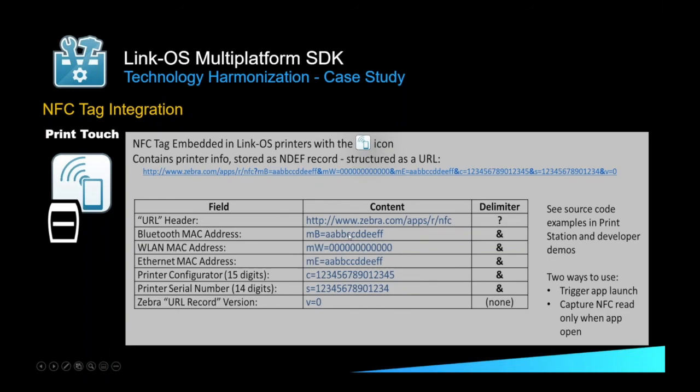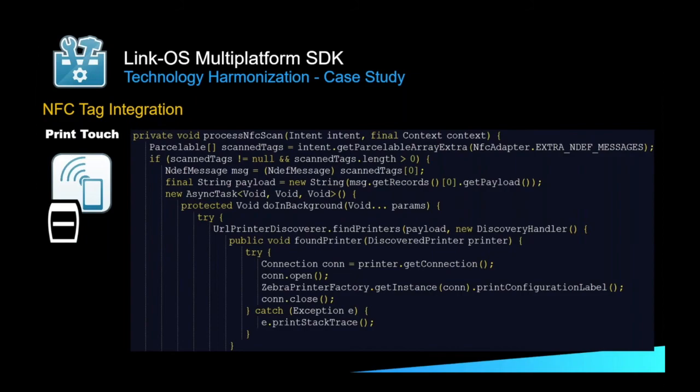If you want to do the integration on your side, here is a small extract of the portion of the code that you need to implement. On the top one, you capture the tag and create a payload. And with the payload, basically you go to the library URL printer discovered, and the find printers call will automatically find the second line, that's the MAC address here, to find your printer and do the connection automatically from here. So it's another optimization way that we have done with technology harmonization.